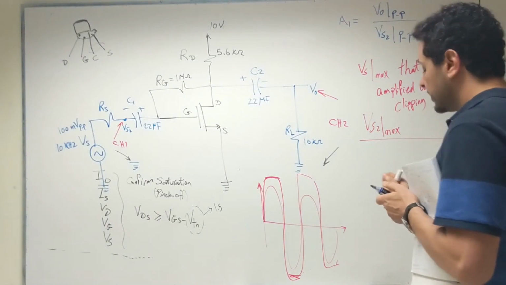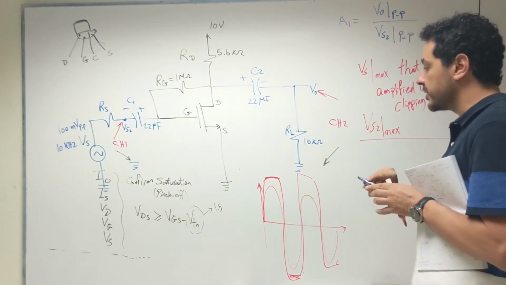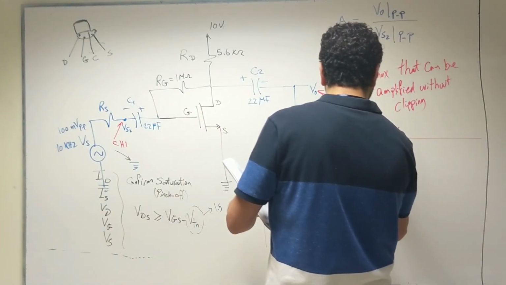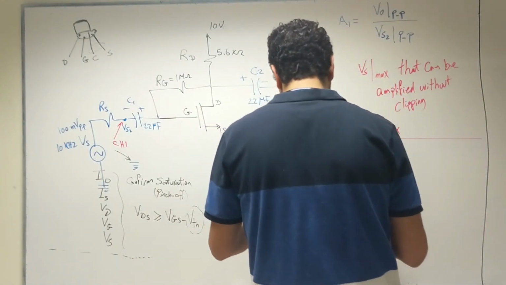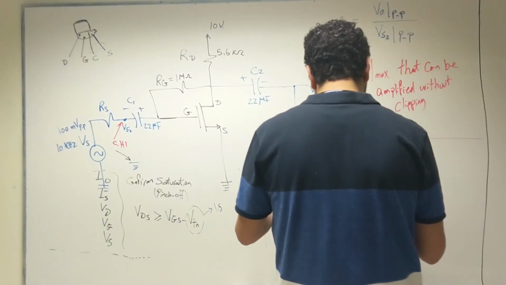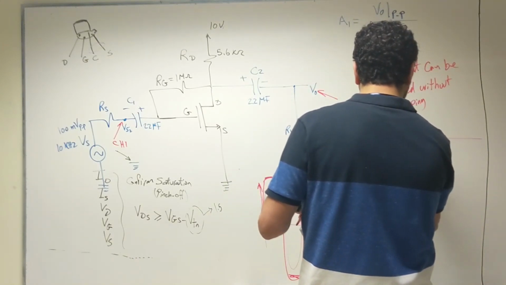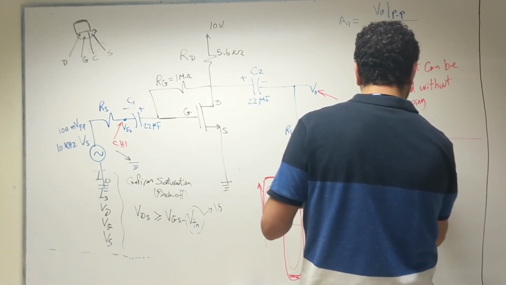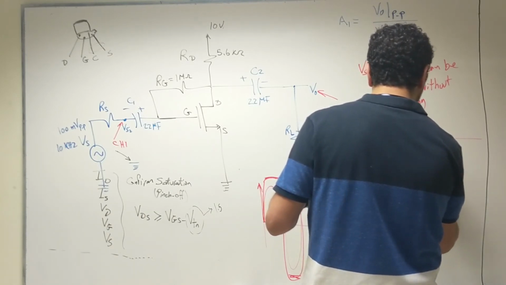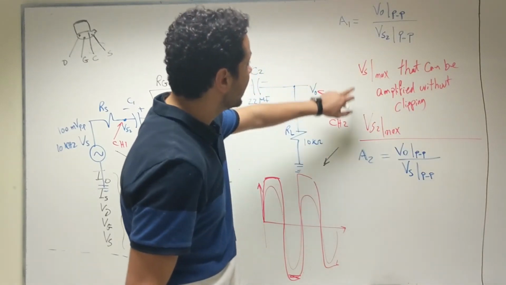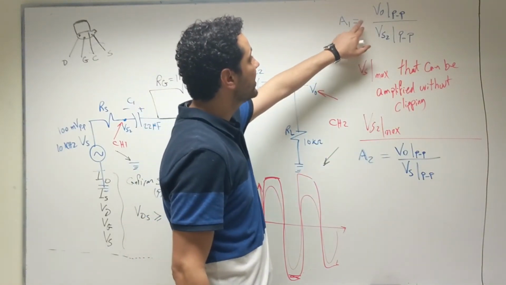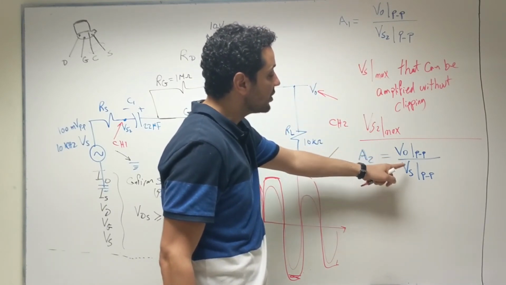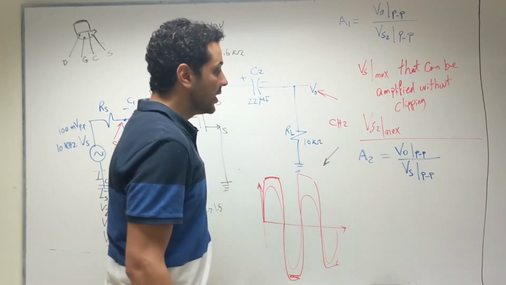After this, we'll measure two other gains. We'll measure a gain called A2. The gain A2 is defined as the ratio between the peak to peak of the output voltage over the peak to peak of Vs. So the difference between A1 and A2 is that A1 is the ratio between V output and Vs2, while A2 is the ratio between V output and Vs, not Vs2.